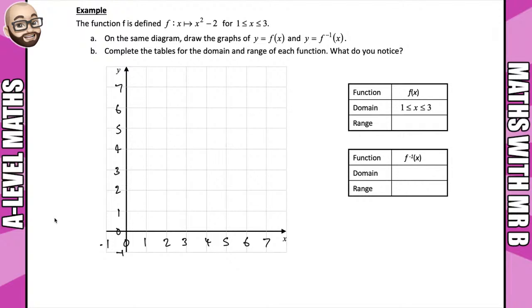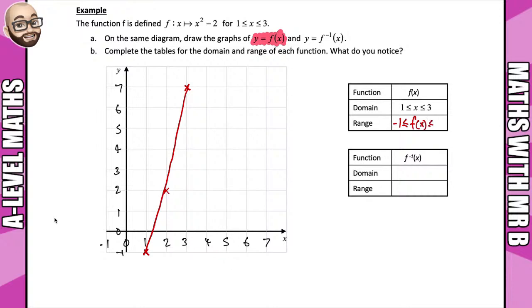The first function I'll draw will be the function of x. I'll do it in red. If we plug in 1, we square it and we take away 2, we get -1. If we plug in 2, we end up with 2 again. And if we plug in 3, we get 7. If I try my best to sketch what this might look like, it's going to look something a bit like that. We can see from here that the range is -1 all the way up to 7. So we can put that in this table over here, -1 to 7.